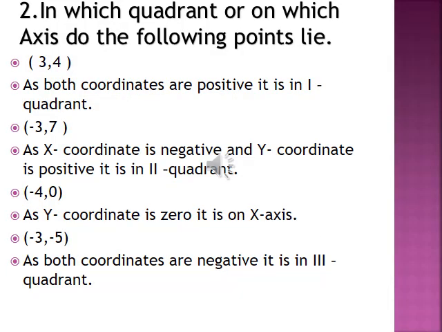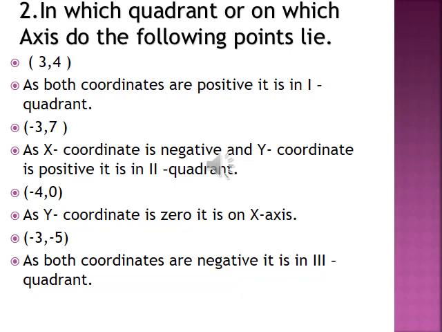See here, we will see in which quadrant or on which axis the following points lie. Dear students, in the last session we have seen that due to the two axes, one horizontal and one vertical, we got the four quadrants, and in each quadrant the signs of the coordinates are different. So from that sign convention, we will now understand in which quadrant or on which axis the following points lie.